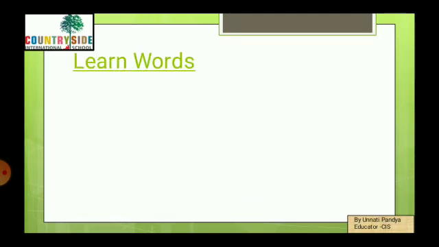Let's move on to the next section, that is learn words. We learned names of different animals and we also learned names of different places. How did we learn that?